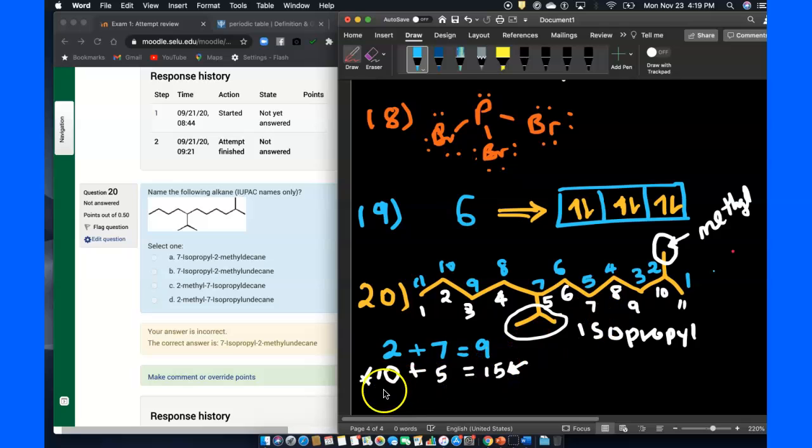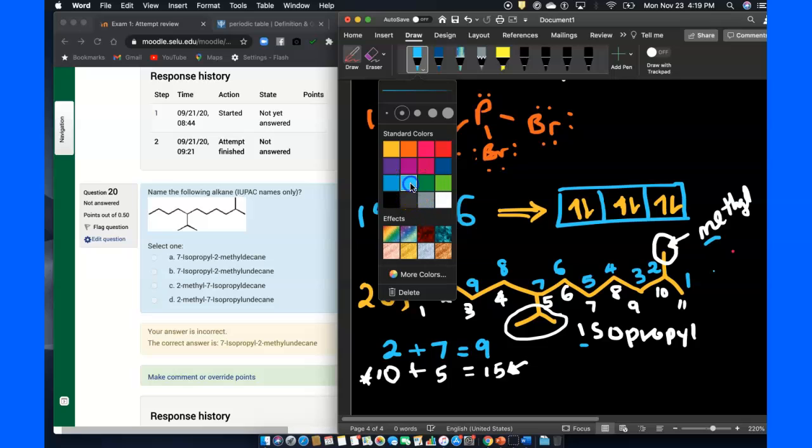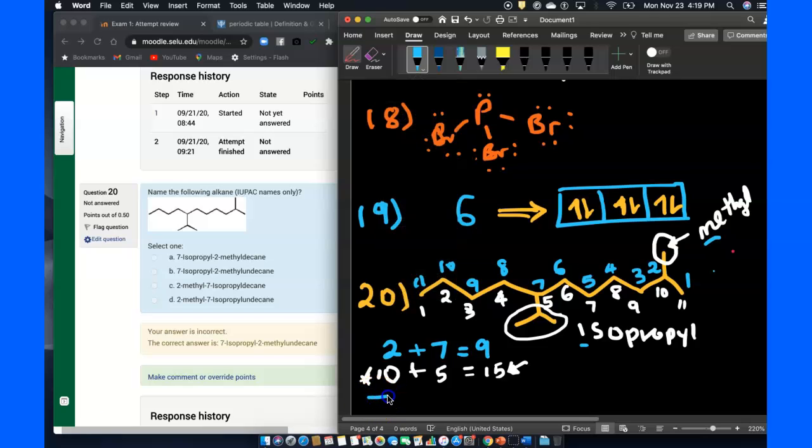So it means my name should not start with 2 methyl, because now you have to consider I and M. Who comes before who? I comes before M in the alphabet. So the name of this molecule should really start with the isopropyl. So it's on the 7th position. So it's 7 isopropyl, or isopropyl, the British way of saying it, and then 2 methyl.